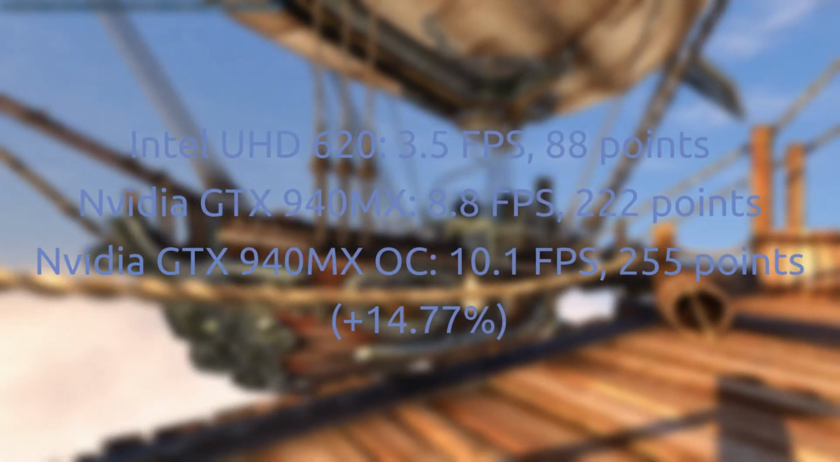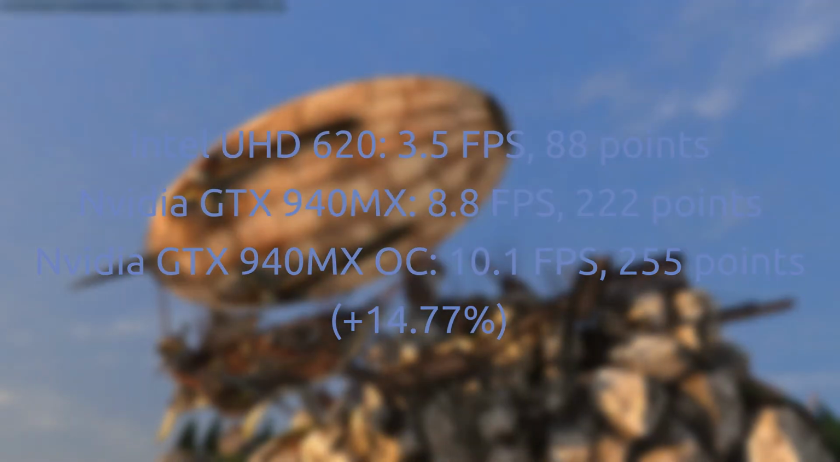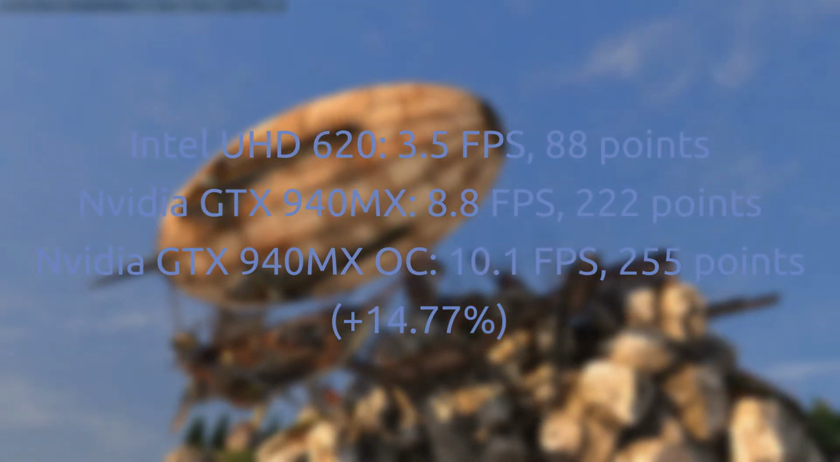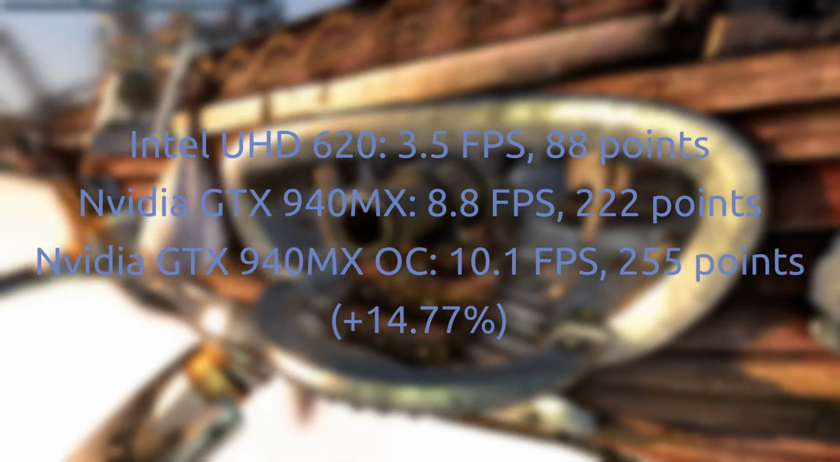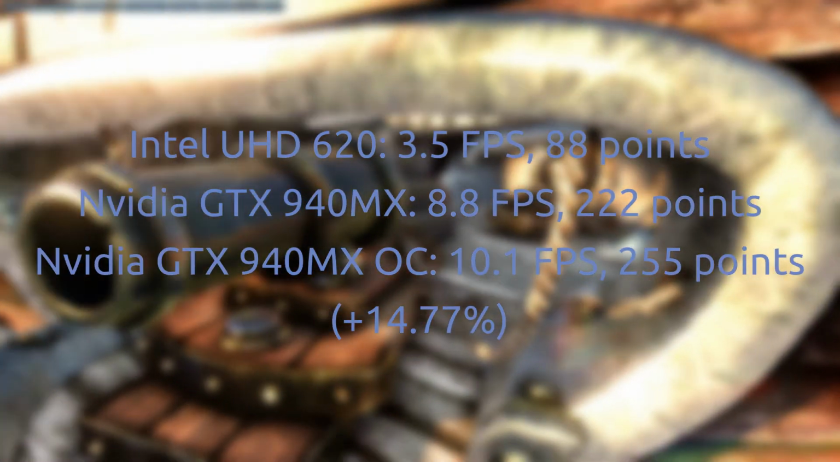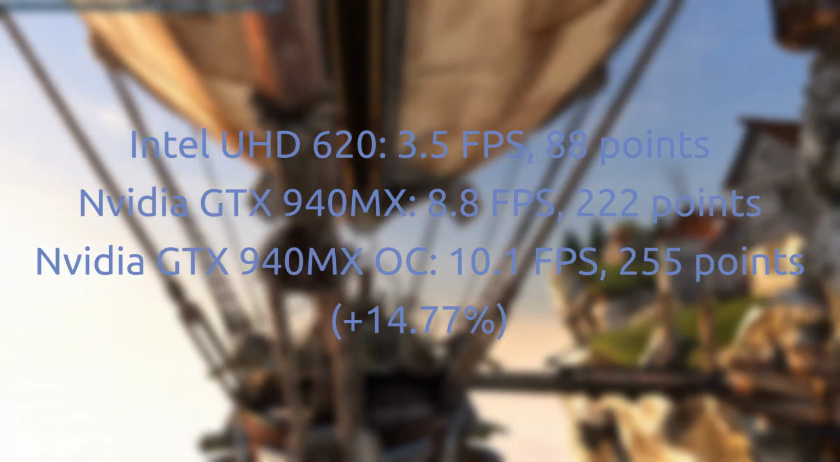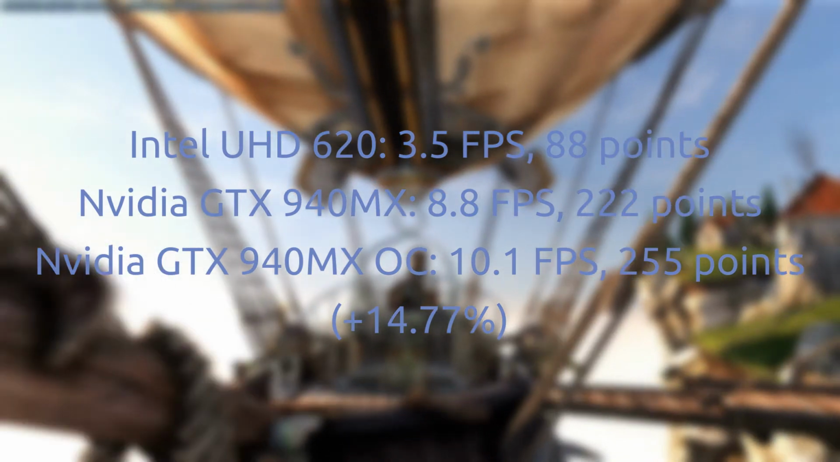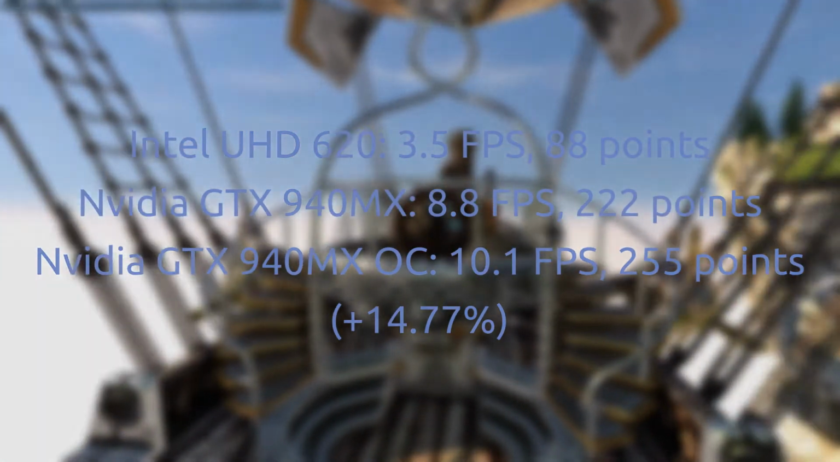The integrated Intel GPU scored an average of 3.5 frames per second and 88 points. NVIDIA GeForce GTX 940MX averaged 8.8 frames per second and scored 222 points at stock speeds. Overclocking the GPU gave a performance boost close to 15%, with the average FPS up to 10.1.